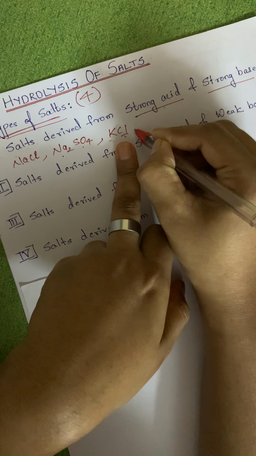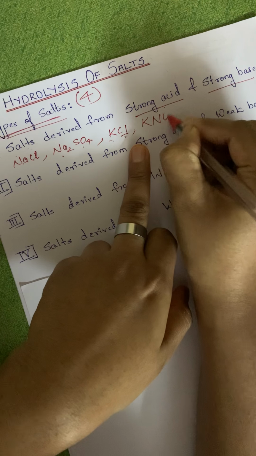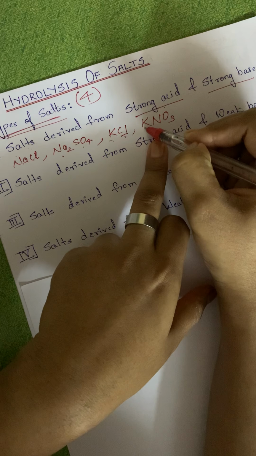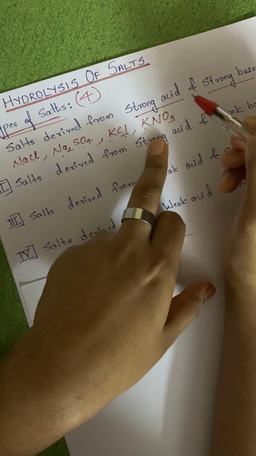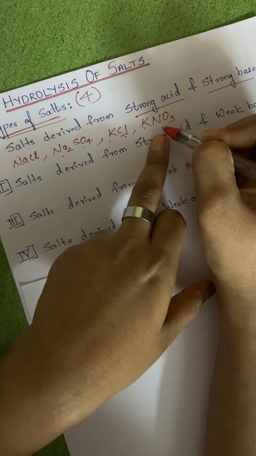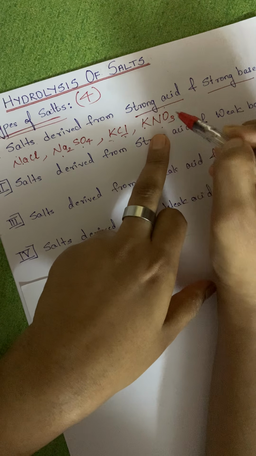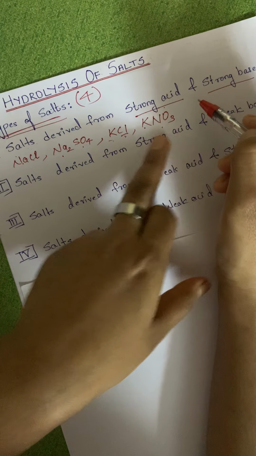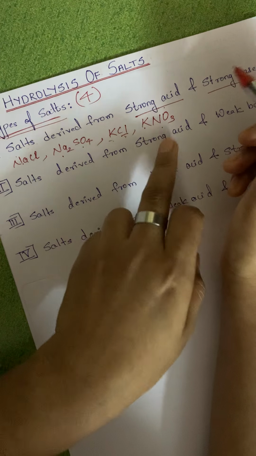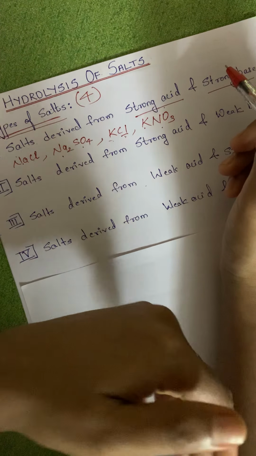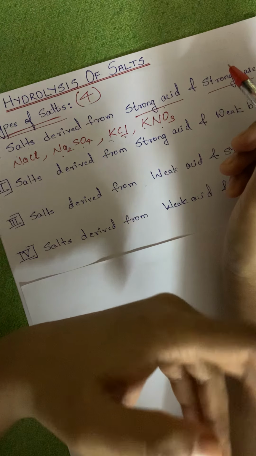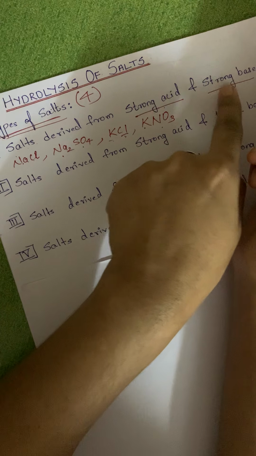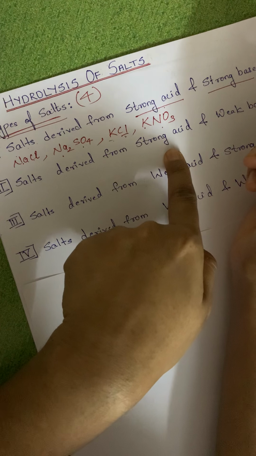Next is again KNO3. The strong base will be KOH, potassium hydroxide, and strong acid will be HNO3, nitric acid. So hopefully till here you understood how to say. Once that part is over, the further things when we are learning will be much easier. So first is to understand how to find a strong acid and a strong base in each of these cases.